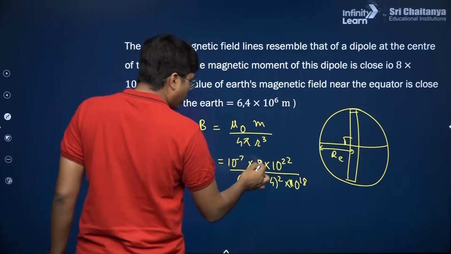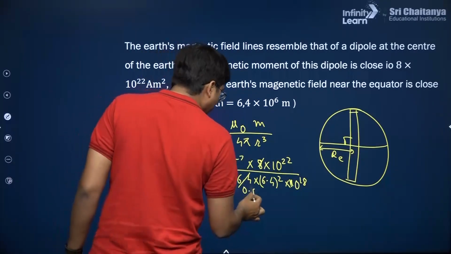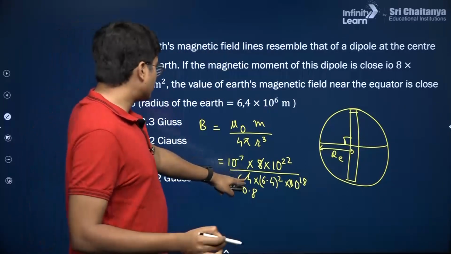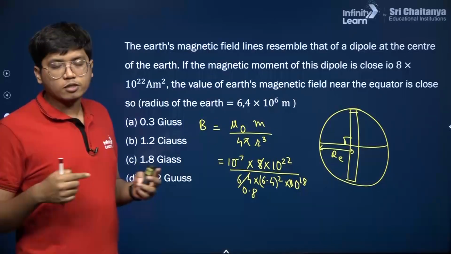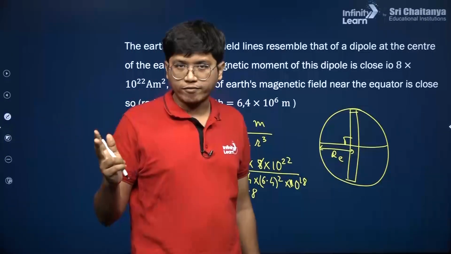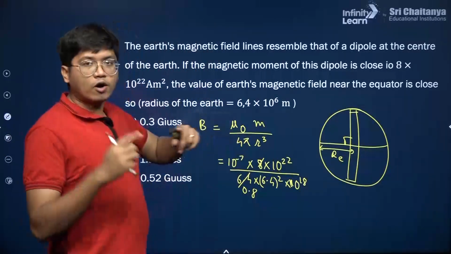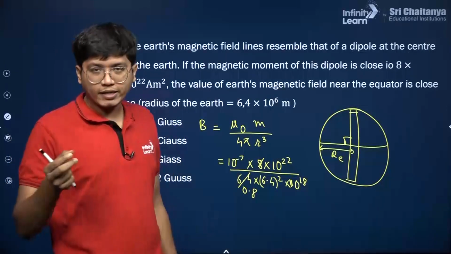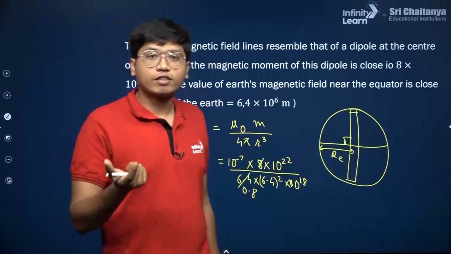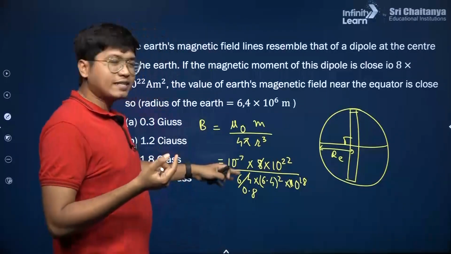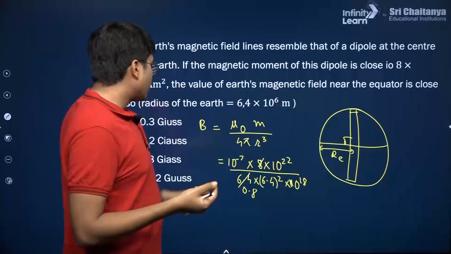So I write it in this form because I can cancel this out, giving me a 0.8. Now 6.4 is square, so I know 6.5 square is 42.25. If you don't know how, there's a video I made separately on how to get the squares of 2-digit numbers ending with 5 easily. So I know 6.5 square is 42.25.